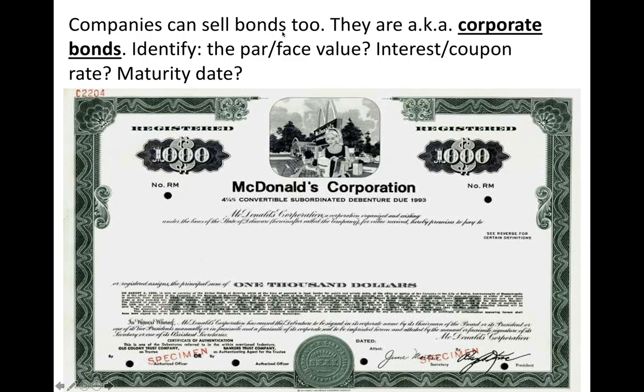Companies can sell bonds too. They are known as corporate bonds. So let's identify here. What is the corporation? Ah, it's McDonald's. What is the par or face value? In other words, how much are they borrowing with this bond? And if you look right here, you can see it's $1,000.